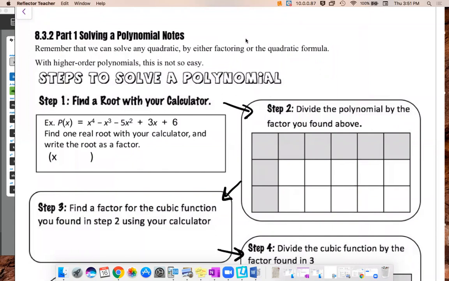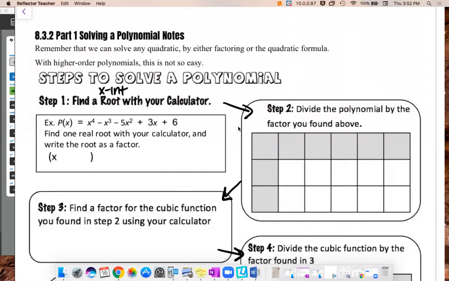And with higher polynomials, this is not so easy, so it's going to take us a lot of steps to be able to do this. So I want to just walk through this. And I have it listed out, and then you guys can always pause and stop and go backwards as much as you need. But the first step is to find a root, and a root is seriously just an x-intercept with your calculator, and then we're going to use some division and we're going to make this go down.